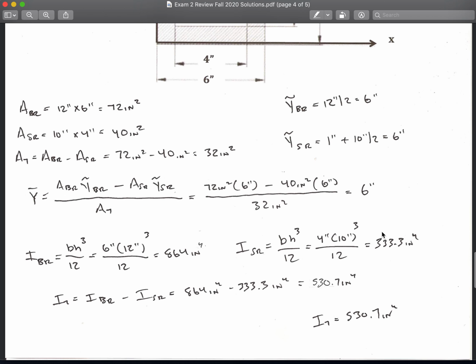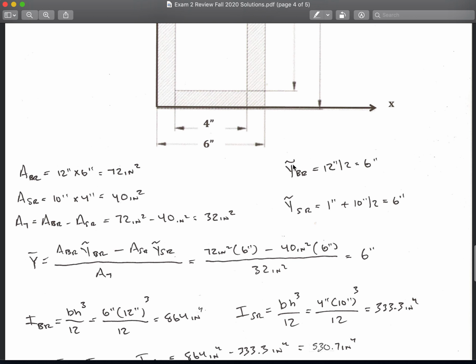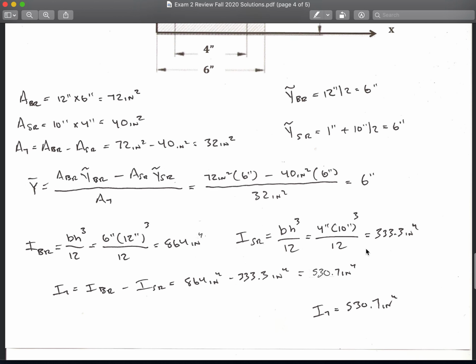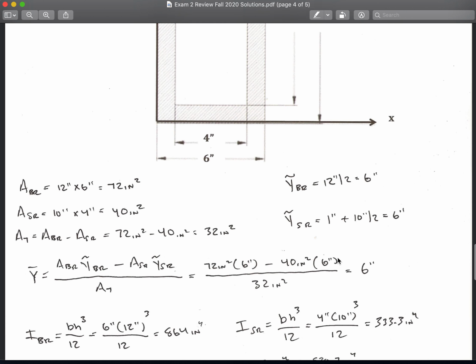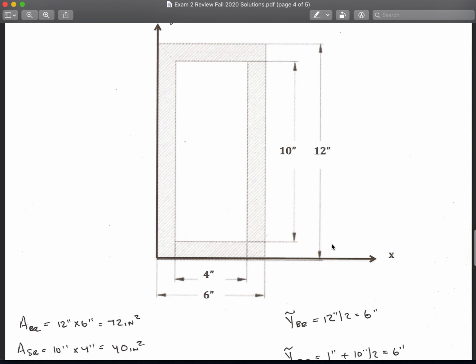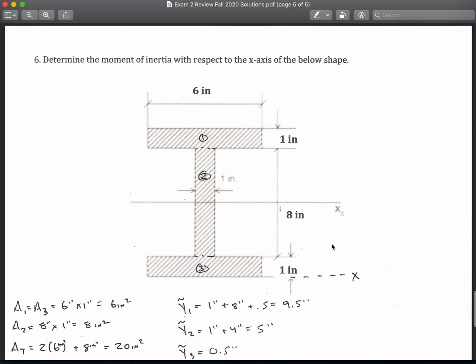Okay, notice I do not need the parallel axis theorem because their individual y squiggles line up with the y bar. If you used the parallel axis theorem, it would just be 6 minus 6, which is 0, squared times the distance, so that part of the equation goes to 0 and goes away. So I just subtract these values now. 864 minus 333 is 530 for my overall moment of inertia about the x-axis for this shape. That's it. Then there's one last problem.